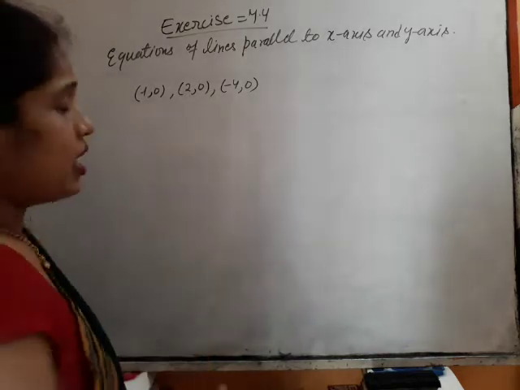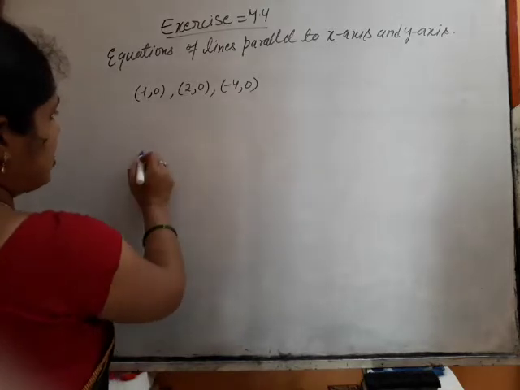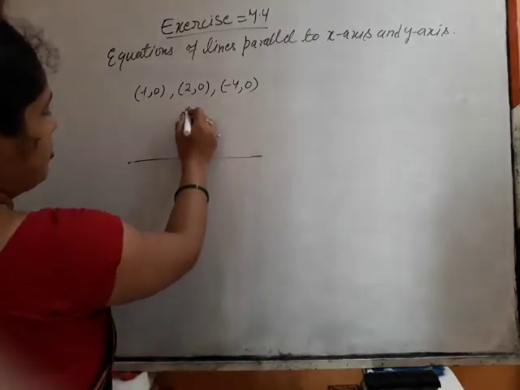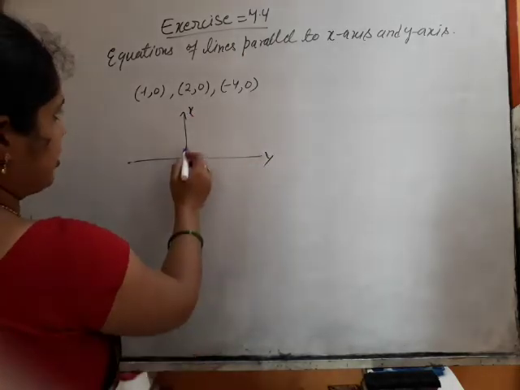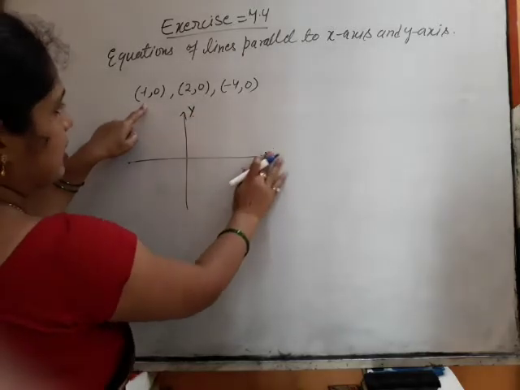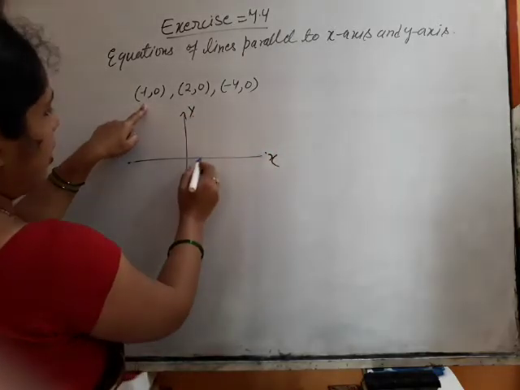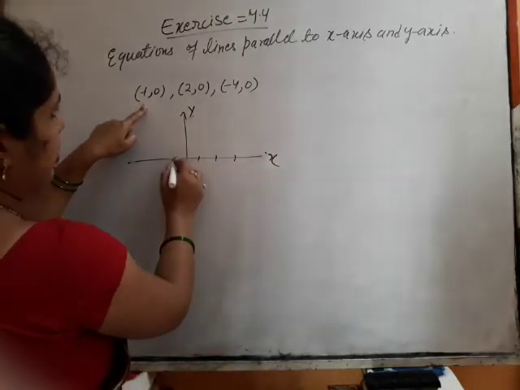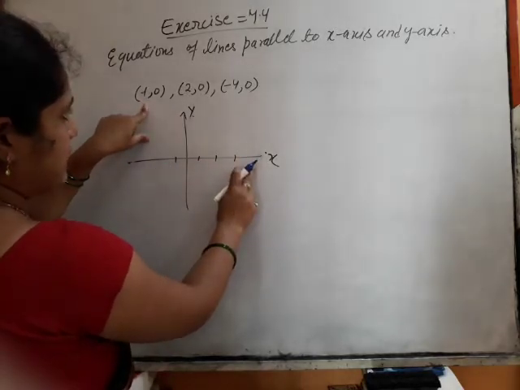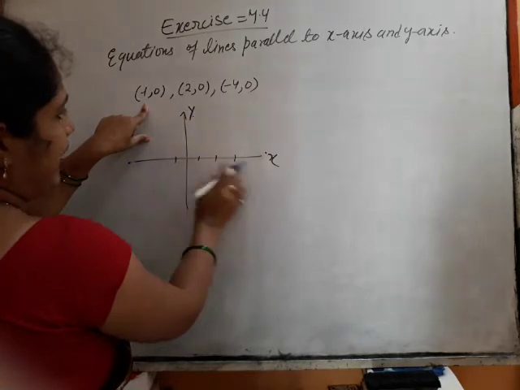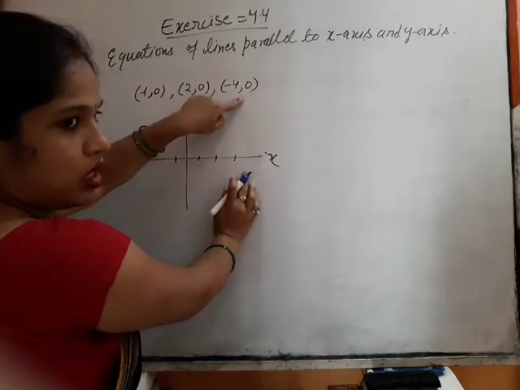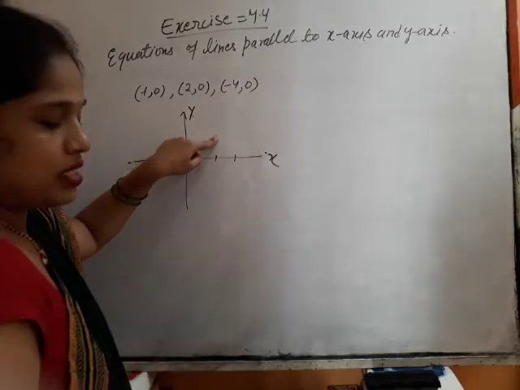Do you know why? If we start plotting, if this is the x-axis and this is the y-axis, with points 1, 2, 3 and minus 4, all the points will lie on the x-axis. Why? Because on the x-axis the value of the y coordinate is 0 everywhere.